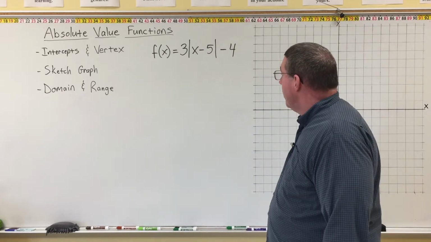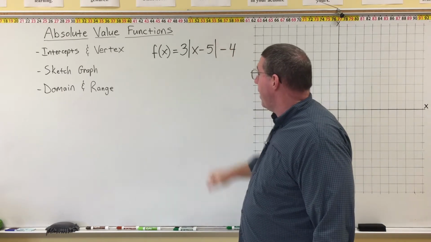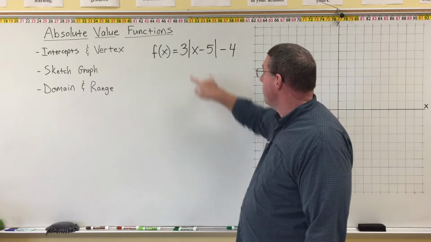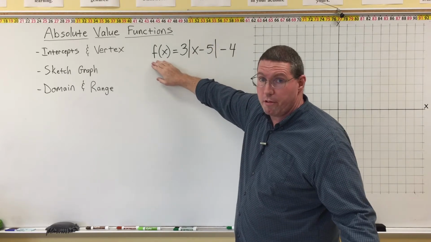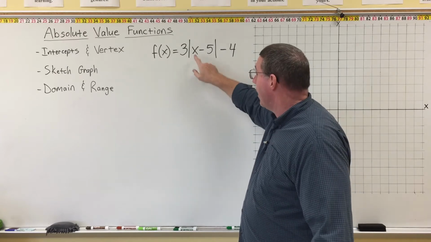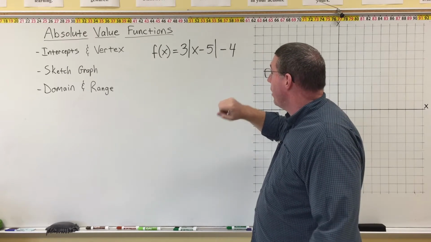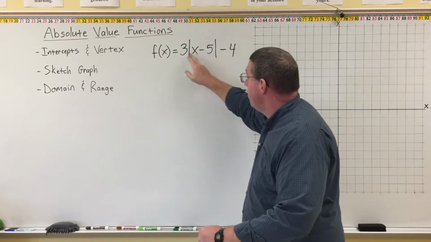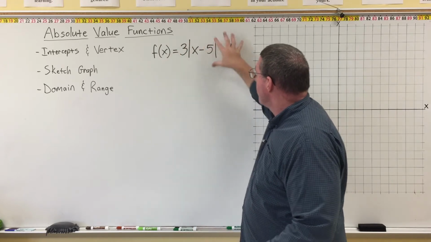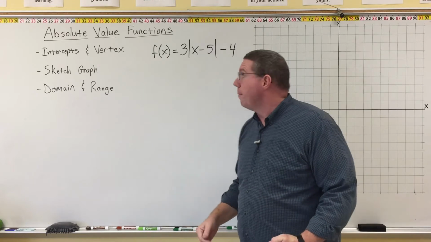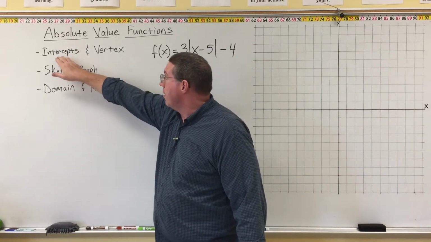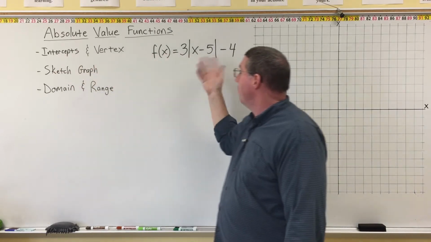I'm going to show you how to very quickly identify the domain and range of any basic absolute value function. Now, what you're seeing here is an example of an absolute value function. You can see that there are absolute value symbols. We have f of x, which we could just as easily put a y here, and we have an x in there, and so we have a relationship between an input and an output with some additional numbers in there. So why don't we go ahead and jump in and identify the intercepts and the vertex of an absolute value function.